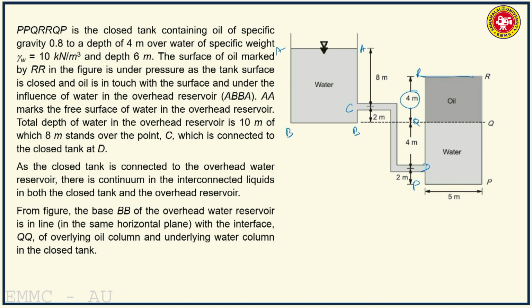As the closed tank is connected to the overhead reservoir, there is continuum in the interconnected liquids in both the closed tank and the overhead reservoir. So this is the closed tank and this is the overhead reservoir. From the figure, the base BB of the overhead reservoir is in the same horizontal plane as the interface QQ. This is the interface of water and oil in the closed tank.